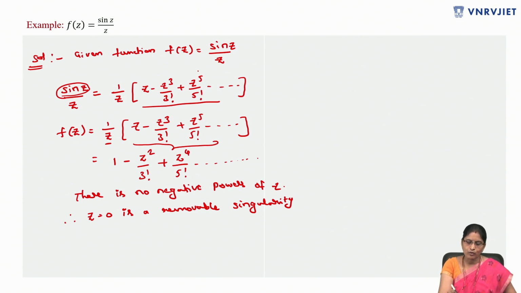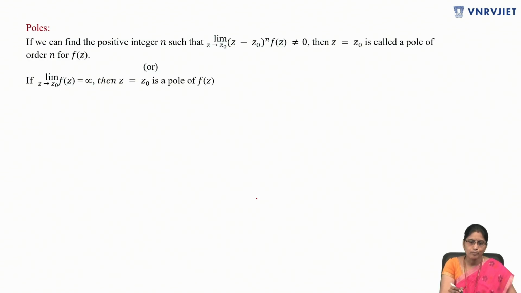So what we are doing: first we note down the given function, and the next step is to write the expansion of sin z. The sin z expansion is z - z^3/3! + z^5/5! - and so on. Next, multiply it with 1/z. We get the function f(z) as 1 - z^2/3! + z^4/5! and so on. Here no negative powers of z exist. Therefore, z = 0 is a removable singularity for the given function f(z) = sin z / z.